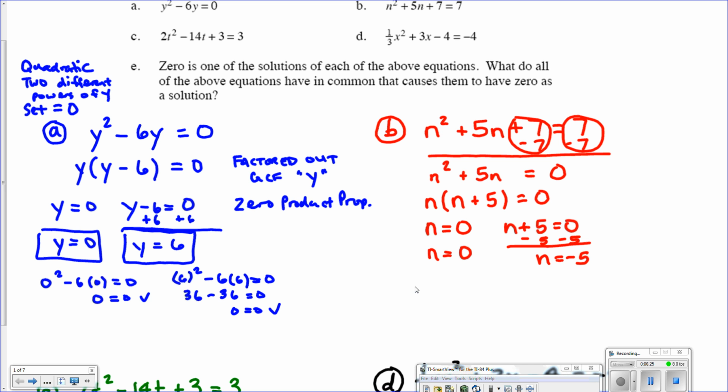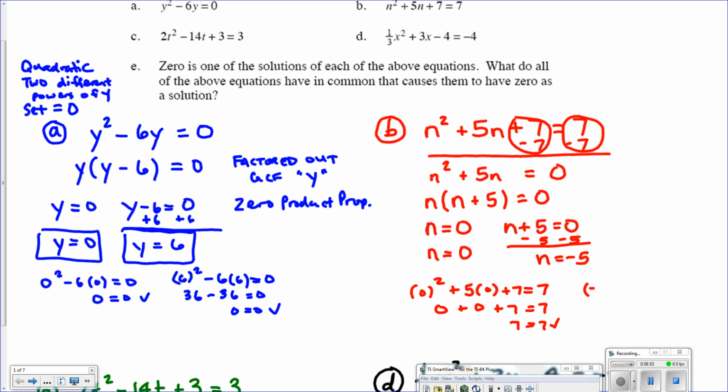So we could say here that 0 squared plus 5 times 0 plus 7 should equal 7. 0 squared is 0, plus 5 times 0 is 0, plus 7. Obviously, that's going to be 7 equals 7. We know that is correct. And then let's try our negative 5. Let's put it in there.